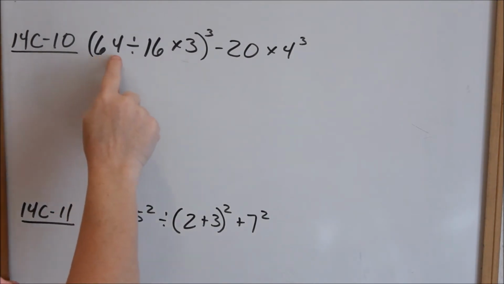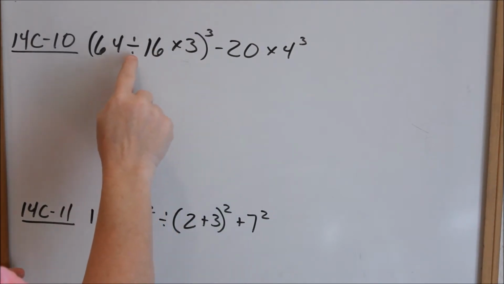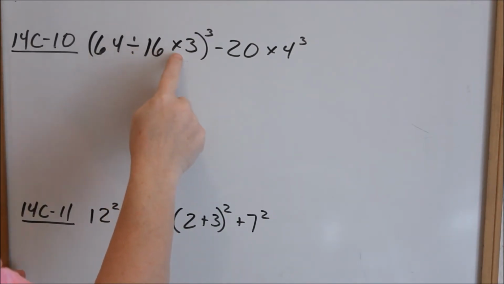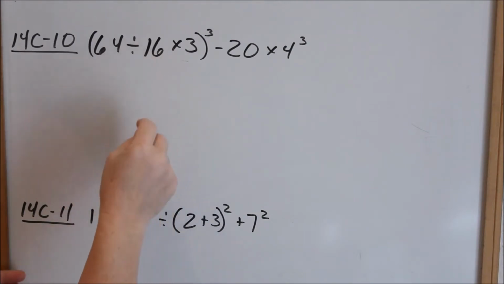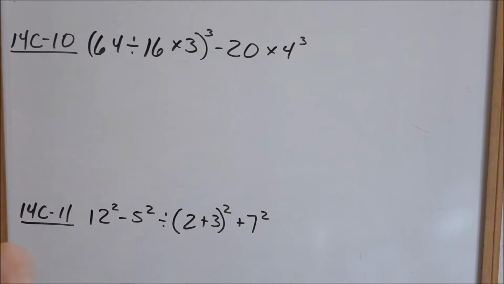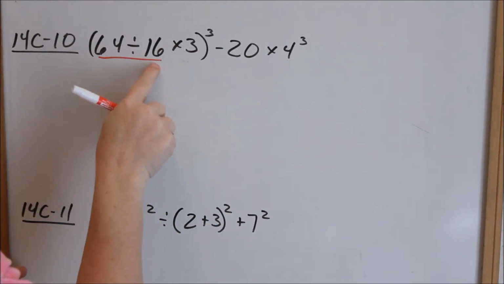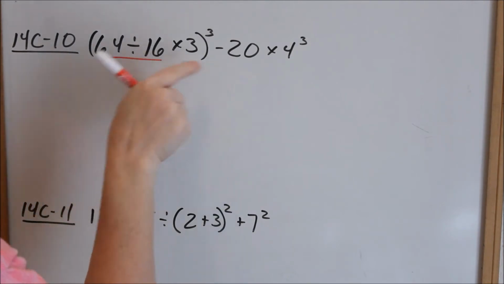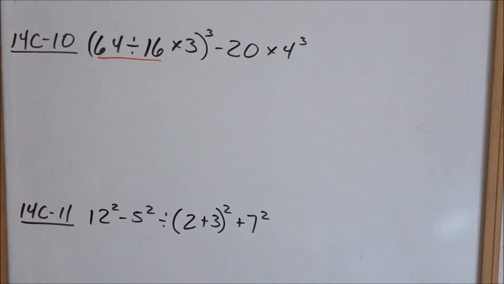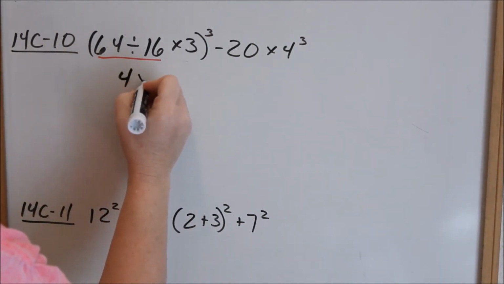So look inside your parentheses. You still have to follow the rules of PEMDAS inside the parentheses. We only have division and multiplication. PEMDAS says when you have multiplication and division, you do those from left to right. One is not more important than the other. So we do this first, because we read going this way, left to right. So 64 divided by 16, that is 4 times 3.